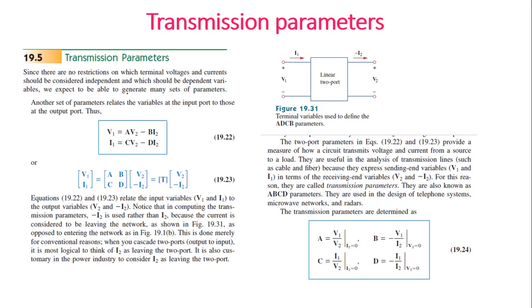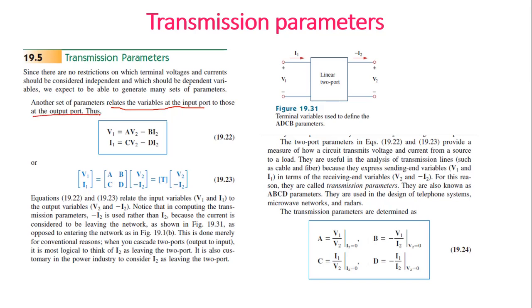So we have already seen that in a two-port network we have at the input port V1, I1, and at the output port V2, I2. Now we are discussing different sets of parameters based on which these voltages and currents are related. We have already seen Z parameters, Y parameters, H parameters, and this is another set of parameters which are called transmission parameters. Now, transmission parameters relate the variables at the input port to those at the output port.